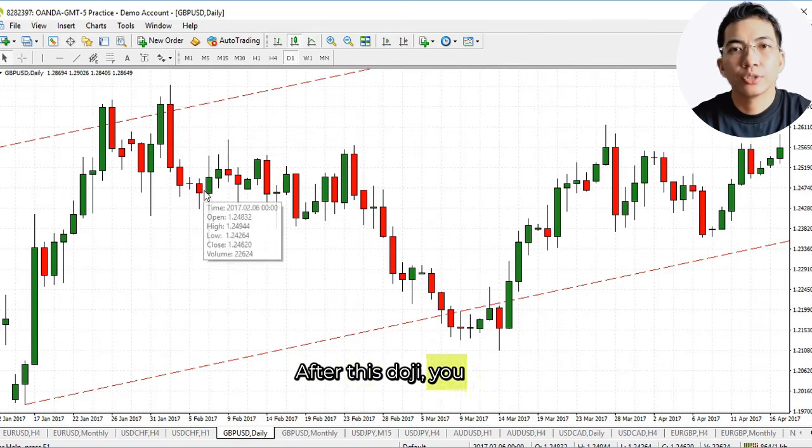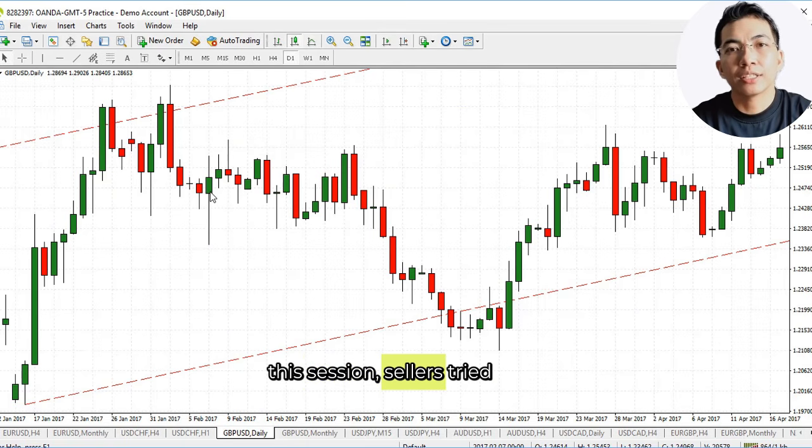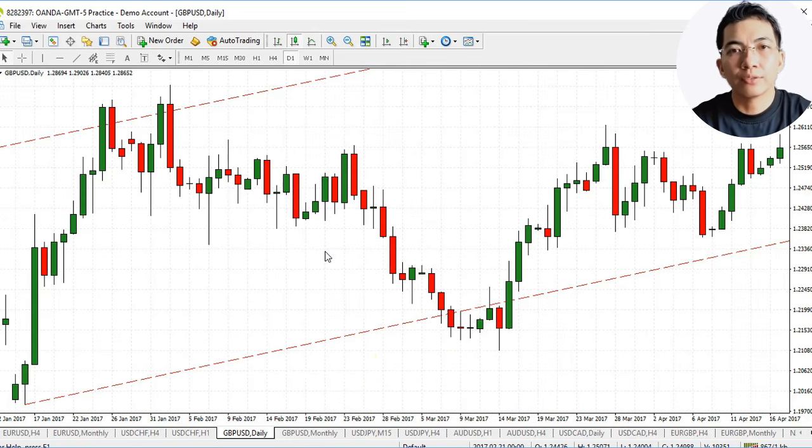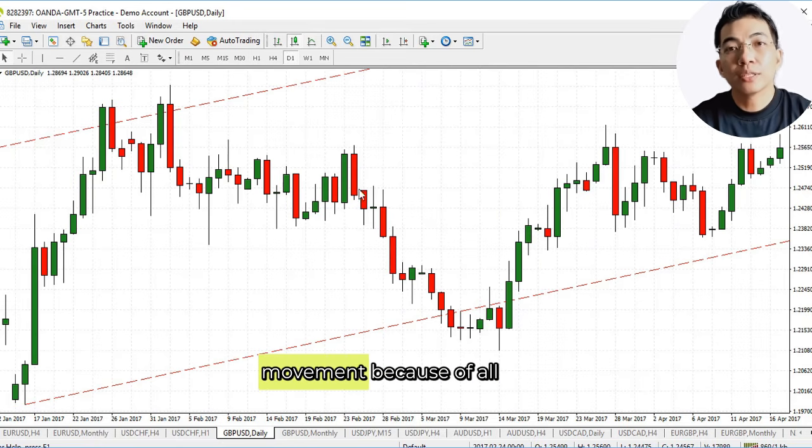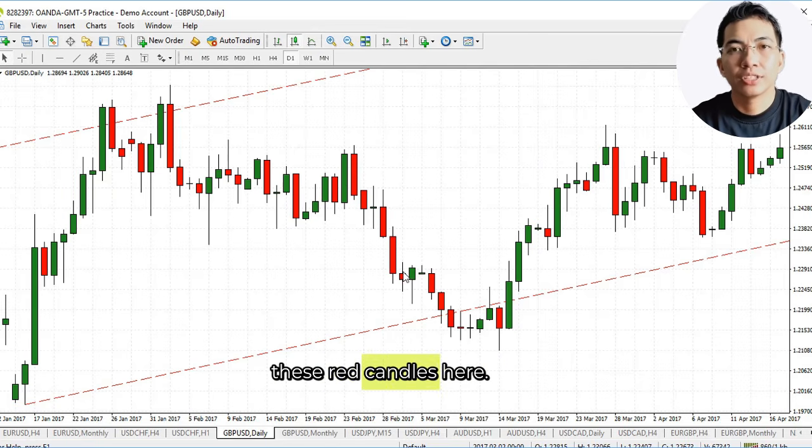After this doji, you can see that in this session, sellers tried to push the price down, but buyers reacted. And the opposite happened in this candle, with buyers that made their move but sellers managed to close near the opening. So it is a lateral phase in which buyers and sellers are trying to take control of the market, but no one is prevailing for now. Then we have the price going down again. It is quite easy to recognize the down movement because of all these red candles here.